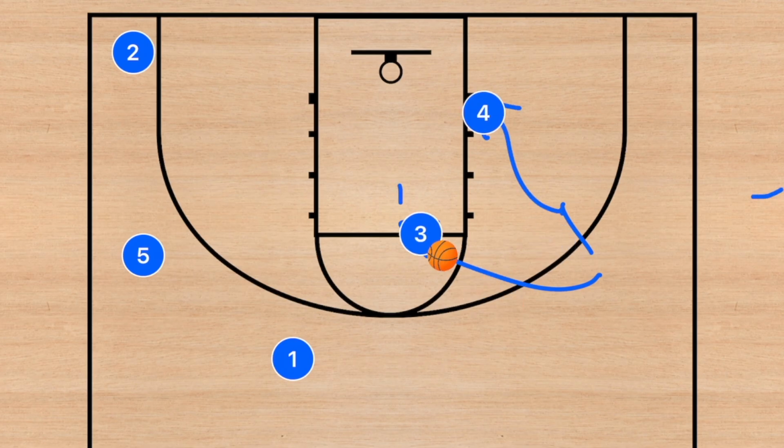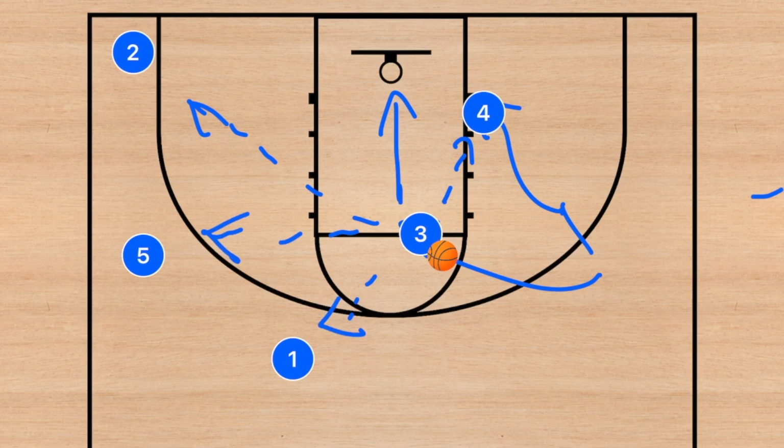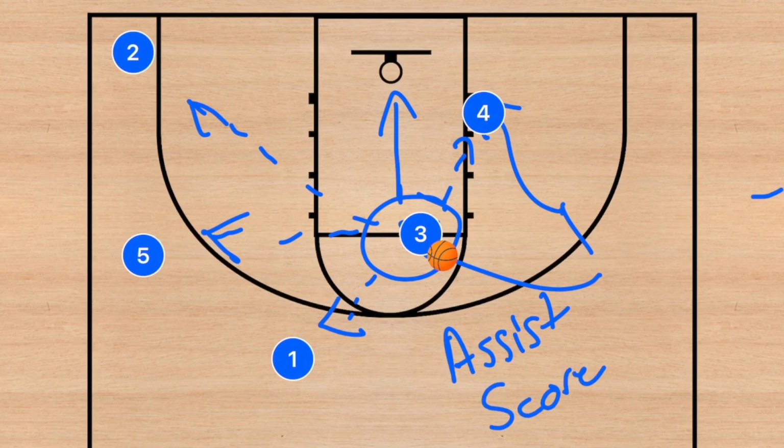This could be a mid-range. This could be a drive to the basket. This could be a pass to player 4. This could be a kick out to any one of these players. And this is either going to get your most offensively skilled player an assist, which they need to get, in my opinion, or it can get him a basket. One or the other.